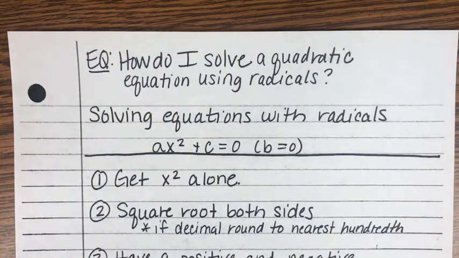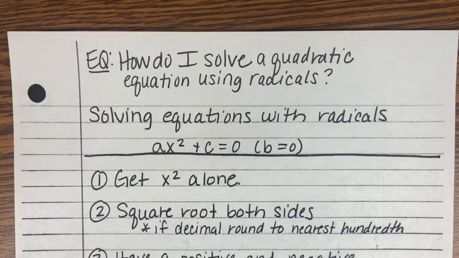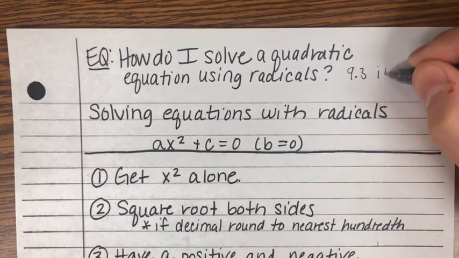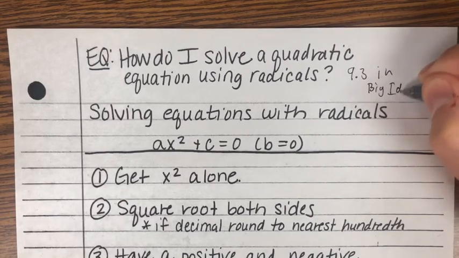Mr. Ahmed here. Goal for today is how do I solve a quadratic equation using a radical? So essentially we're going to look at a different way of solving a quadratic. We're going to have an x squared and solve by taking the square root. The reason is that the square root will cancel out squared. This assignment will correlate with 9.3 from the Big Ideas. So this is for use with 9.3 in Big Ideas.